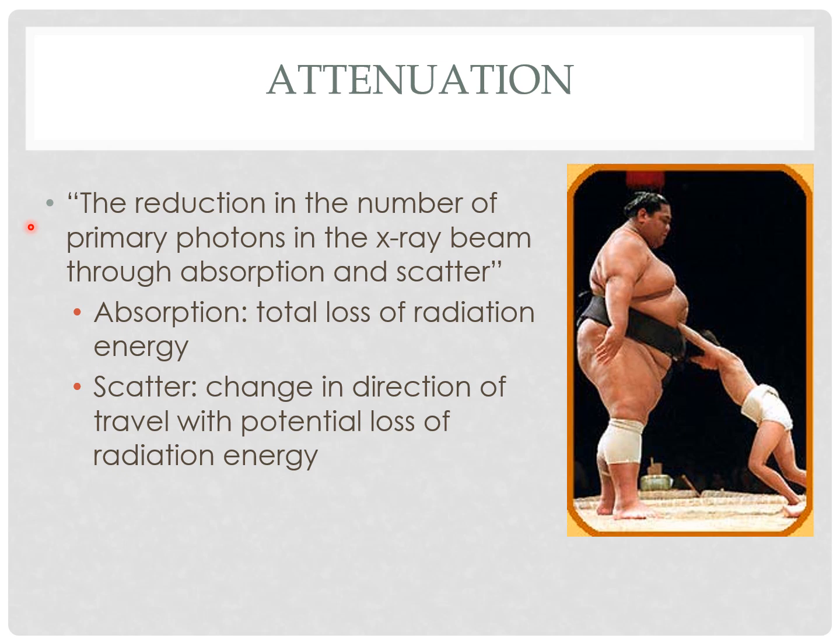Attenuation is the reduction in the number of primary photons in the X-ray beam through absorption and scatter. Absorption: total loss of radiation energy. Scatter: change in direction of travel with potential loss of radiation energy.